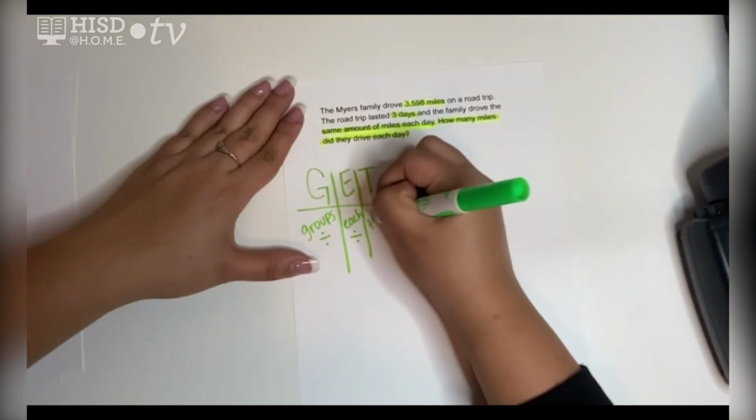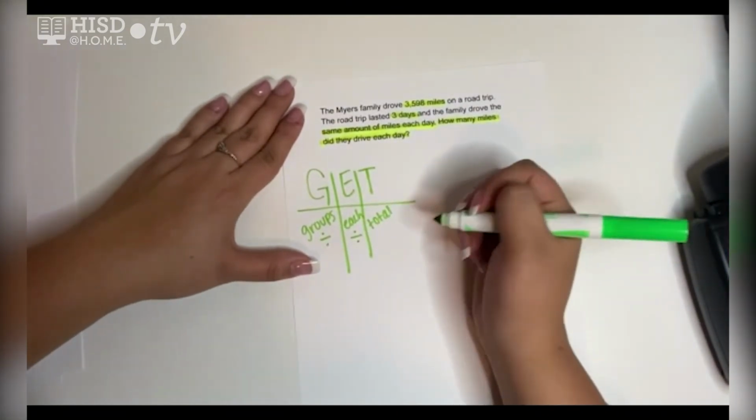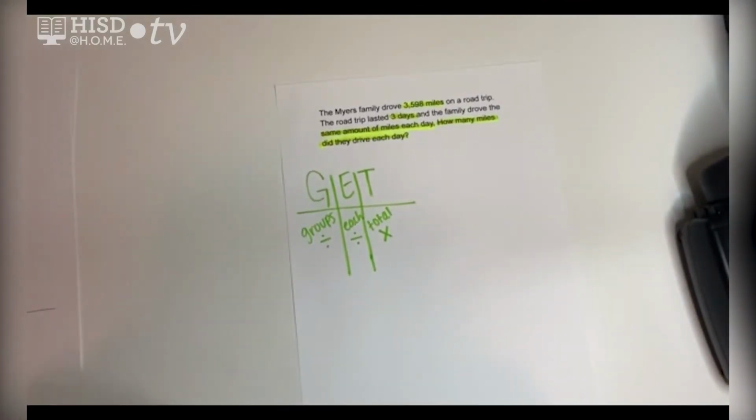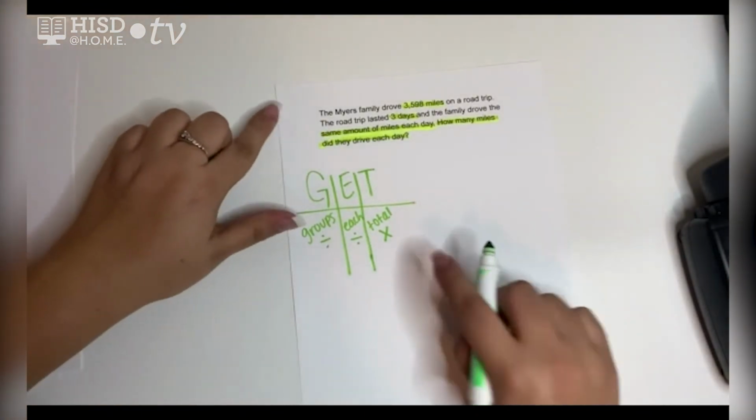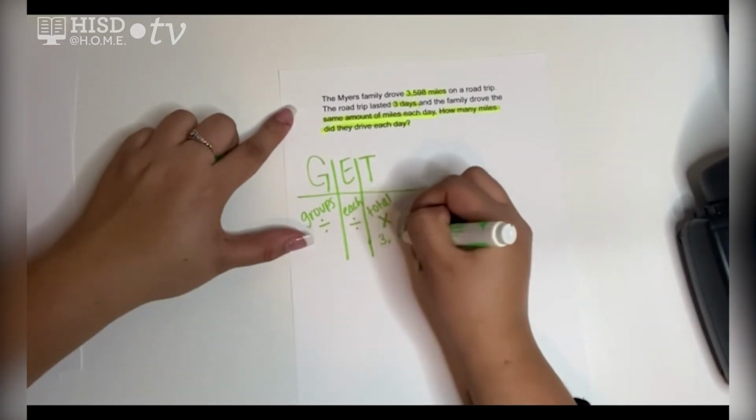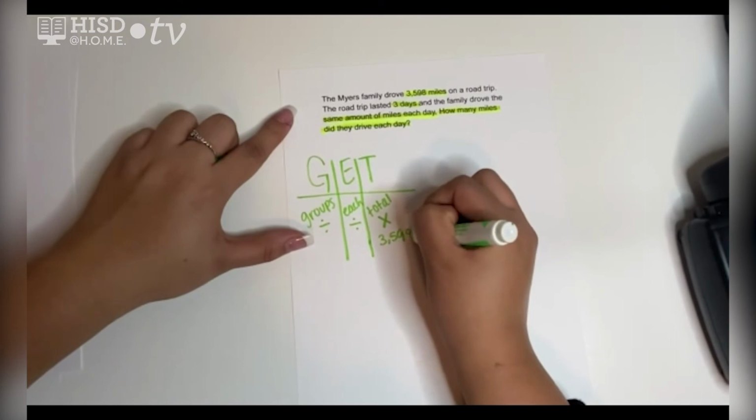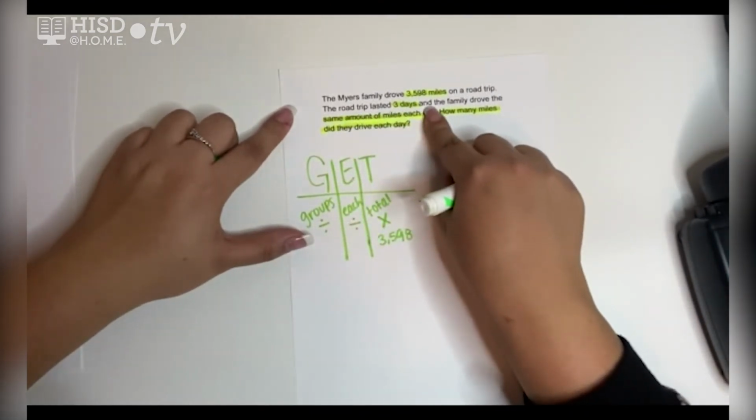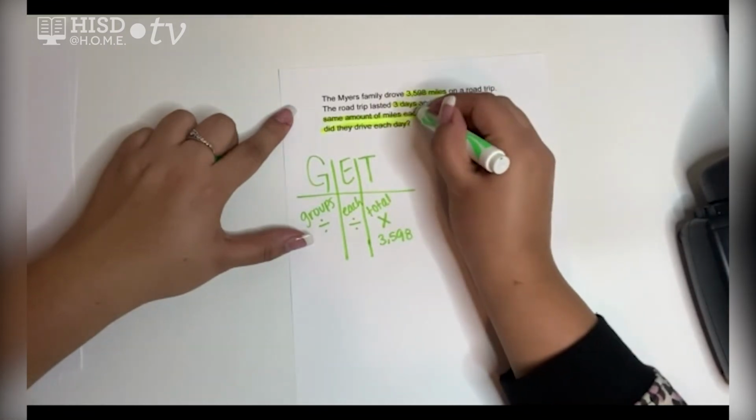And my T stands for total, and when I'm missing my total or I don't know it, I have to multiply. So now that I figured out what I have to fill in my GET chart, I'm then going to fill in this GET chart with the important information in the question. I always like to start with my total first, and I know that the family drove 3,598 miles in total. And then it says that the road trip lasted 3 days and they drove the same amount of miles each day.